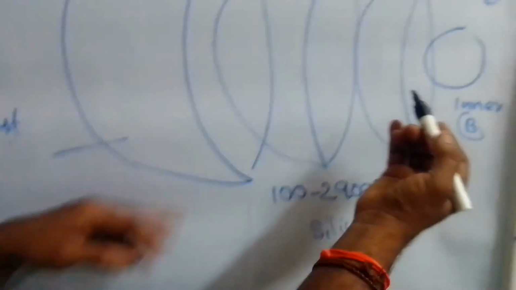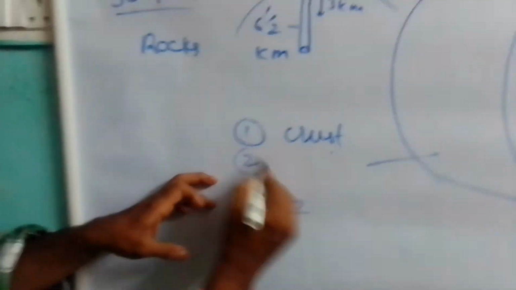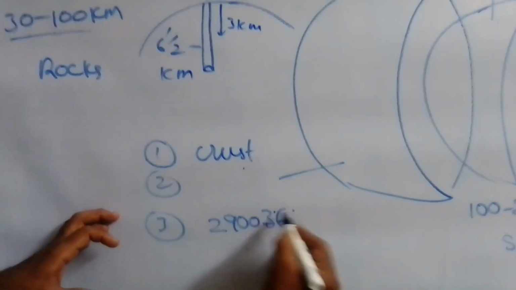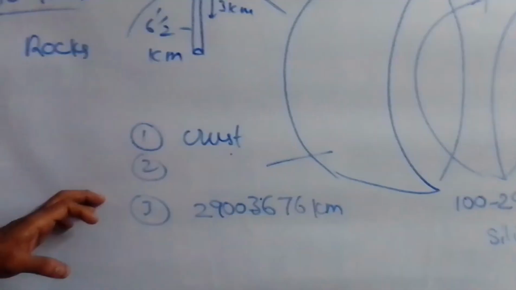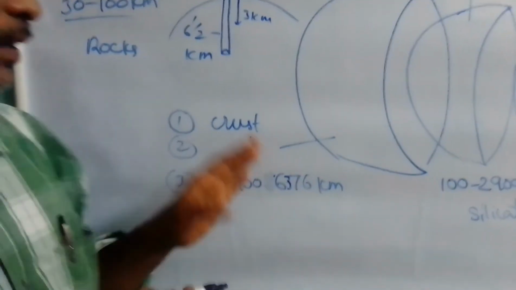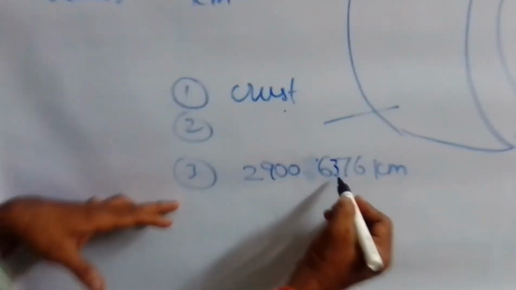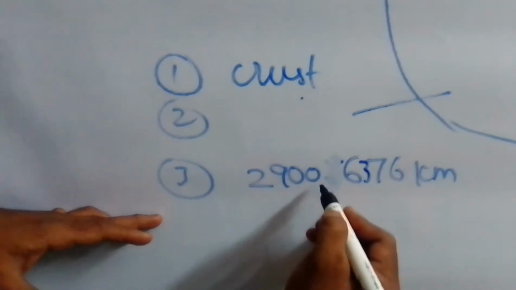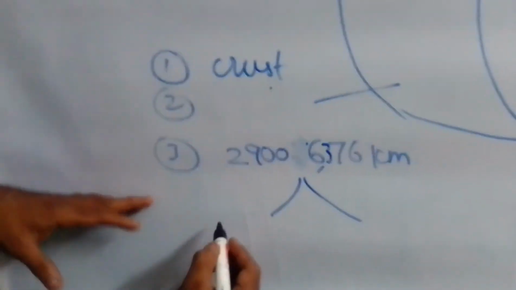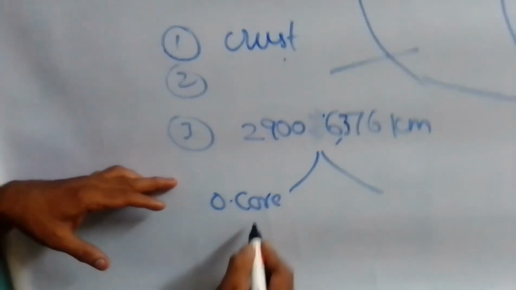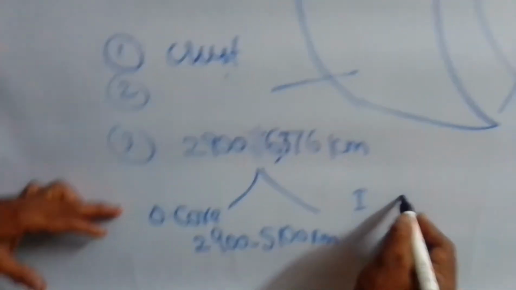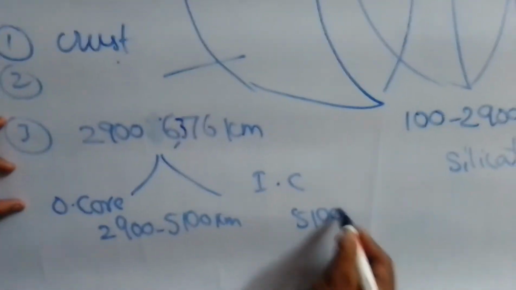And whereas we go to the core, the core starts from 2900 to 6376 kilometers. Yes, students, the third layer, core, comprises from 2900 to 6376 kilometers, and it has two parts, what I told you: the outer core from 2900 kilometers to 5100 kilometers, whereas the inner core comprises from 5100 kilometers to 6376 kilometers.